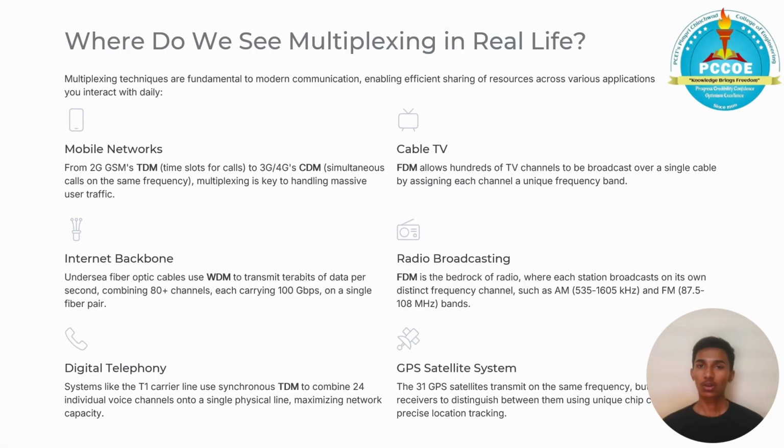Let's now connect all this to real life. Every time you listen to an FM radio station, that is FDM. Every time you watch cable TV, that is FDM. Every time you make mobile calls on 3G, that is CDM. Every time you check your GPS location, that is CDM. Every time data travels through fiber cables, that is WDM. And telephone networks like T1 lines use TDM. So multiplexing is not just a textbook concept, it is literally powering every form of communication we use daily.